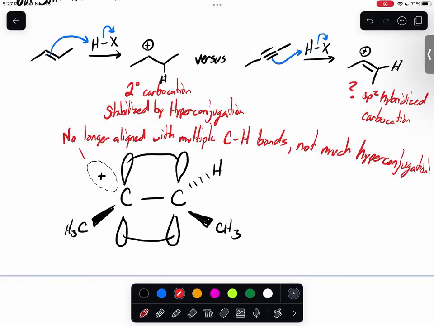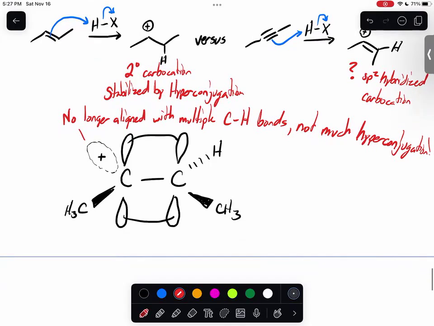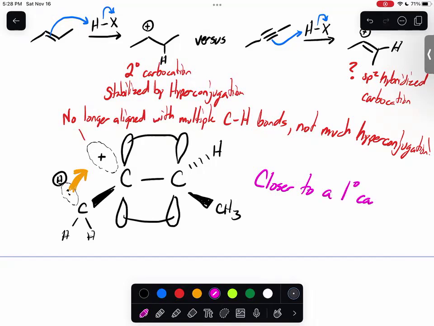But here's the thing. There is still this CH3 out here that can do some stabilization. It can put one of its hydrogens sort of in this dashed position, where now it can use the electrons from that orbital to do some hyperconjugation overlap and do a little donation to that orbital with the positive charge. So in reality, that positive charge, that carbocation, is closer to a primary carbocation in terms of stability, aka highly unstable.